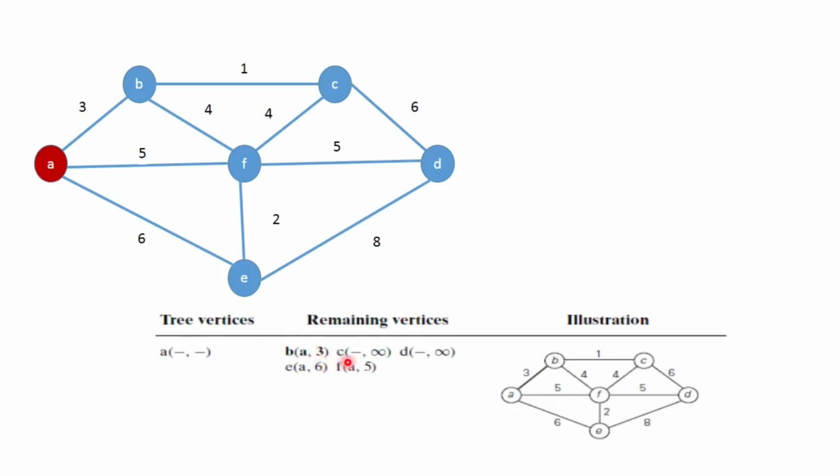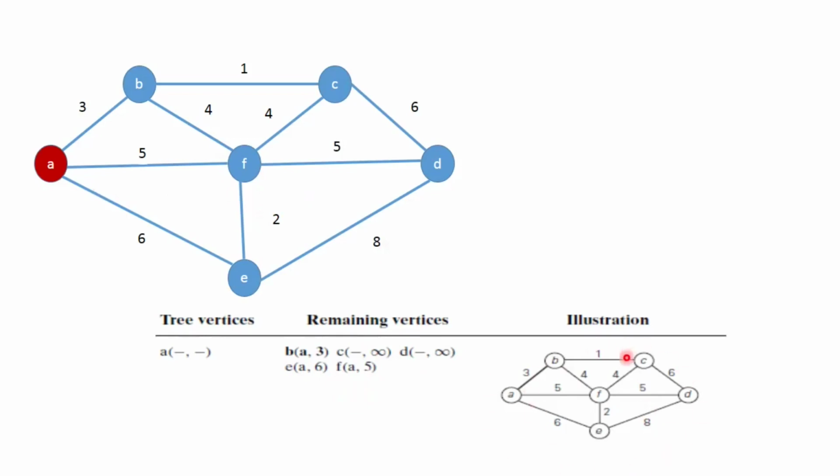And from C, is there an edge towards A? No edge. So its near vertex is blank and it's infinity. From D, is there any edge to A? No. So blank and infinity. From E, is there any edge to A? Yes. So the near vertex is A and its distance is 6, you can see. And from F, is there an edge to A? Yes. So its near vertex is A and its distance is 5.